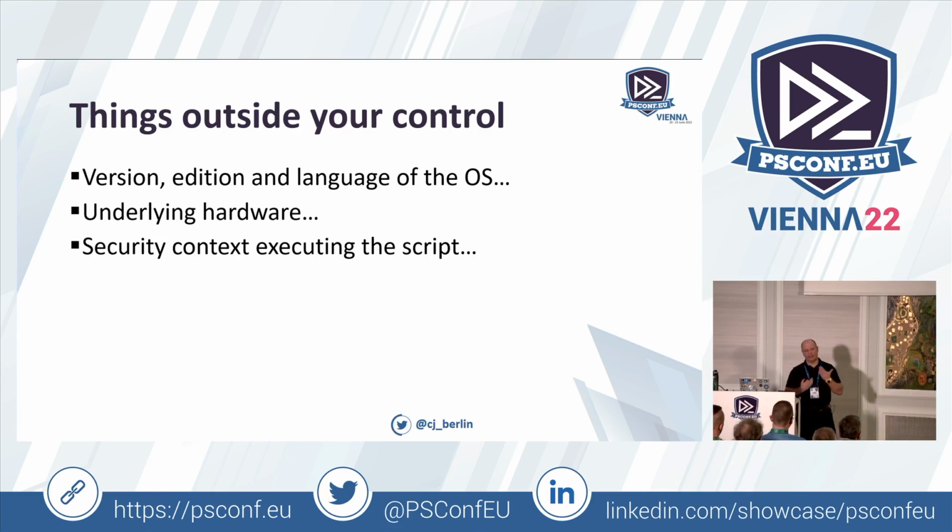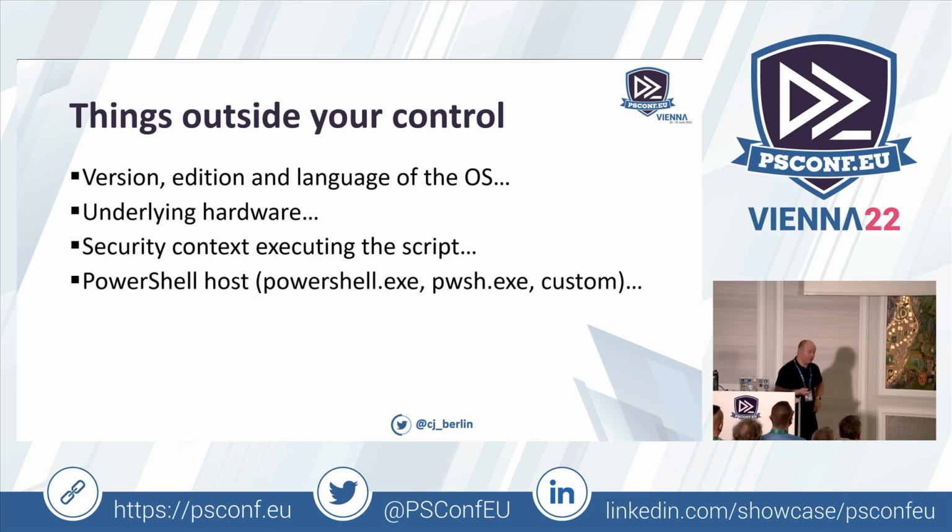What happens if the security context the script gets started in does not have those privileges? PowerShell host. There was talk about PowerShell versus Windows PowerShell. What happens if you target PowerShell and someone decides to drop your script into Windows PowerShell? ForEach-Object -Parallel will throw that error we all saw in Sydney's talk. Parameter was not found, right? Because on Windows PowerShell, ForEach-Object has not got the parameter -Parallel.